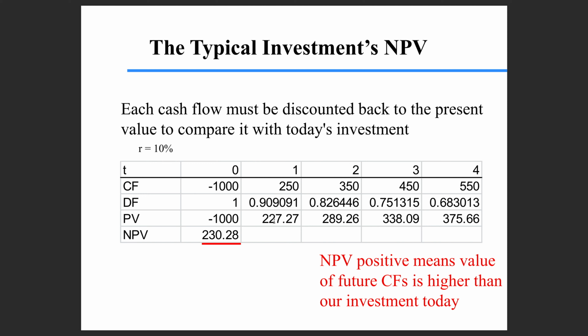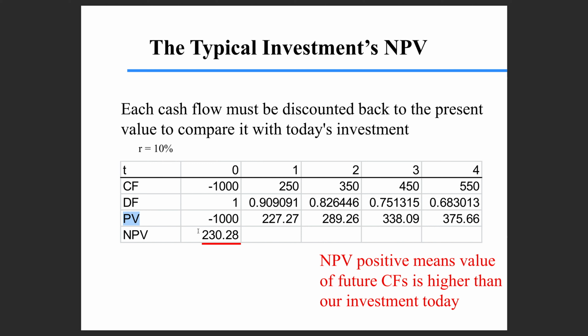So, for example, the present value of $250 received at time 1 is $227.27. The present value of $350 received at time 2 is $289.26, and so on. I found the present value of each cash flow in row 4 of my table. We know that these present values are additive because they are all time 0 values. So when I add all the cash flows, you can use the sum function in Excel, I receive the final answer of $230.28, and it is positive.